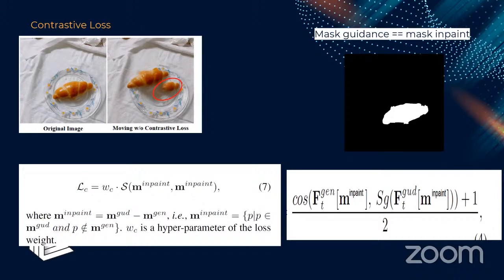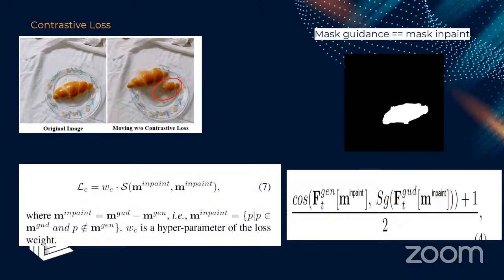So they decided to create a contrastive loss that makes the model get rid of all traces of the original content inside of the place where it was edited from. So they created something called mask inpaint, and mask inpaint in general is basically the same as the guidance mask, except it doesn't contain the pixels where it's shared. If the mask guidance and mask generation both have a shared space, it doesn't contain that space. But in this example where they're far from each other, it's basically just the guidance mask.